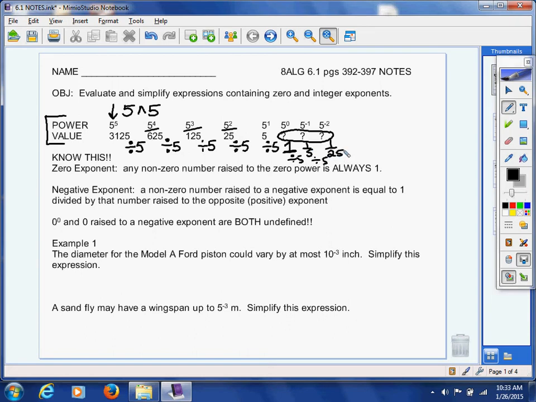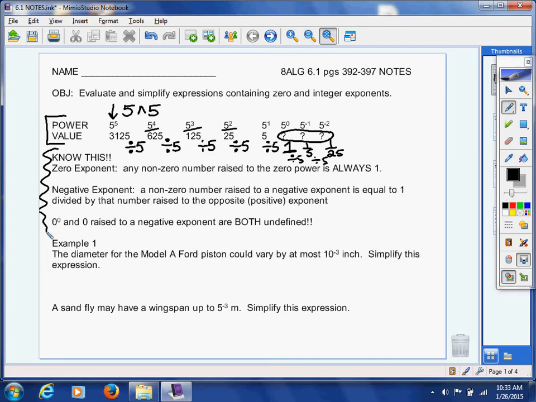So what I want to show you is that as you go down an exponent, you're just dividing by that base. That's all you're doing. And when you get to the negatives, it doesn't mean that the answer is a negative number. A negative exponent just indicates that you have a fraction. That's all it is. Here's a couple of things I really want you to know.